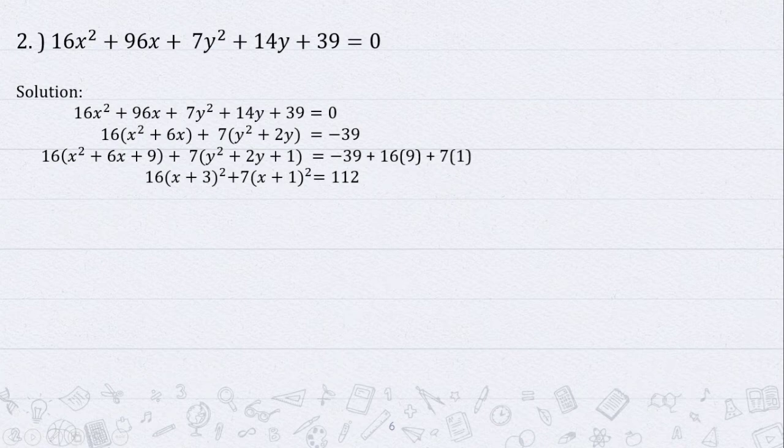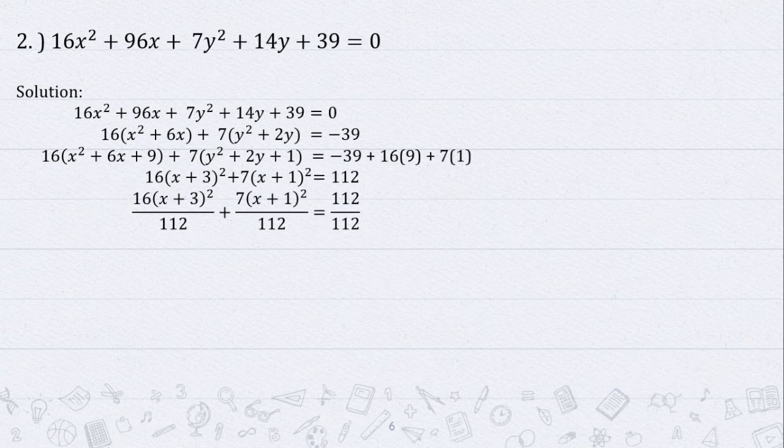For the first term, we have here x plus 3 quantity squared. 3 is taken from our middle term 6, that is 6 divided by 2 is equal to 3. While on our second term, we have here y plus 1 raised to 2. 1 is taken from the middle term 2, because 2 divided by 2 is equal to 1. While our right side is equal to 112. The next step here is to divide all terms by 112 because the standard form of an ellipse has a right side equal to 1.